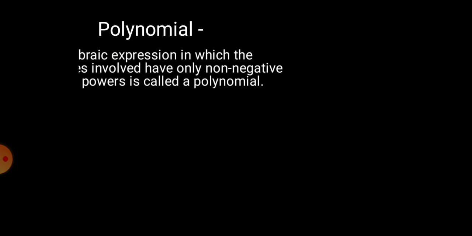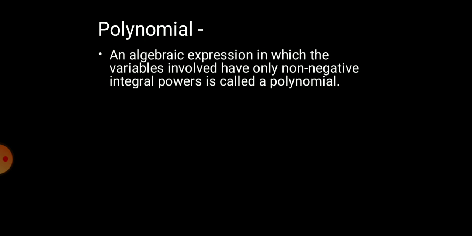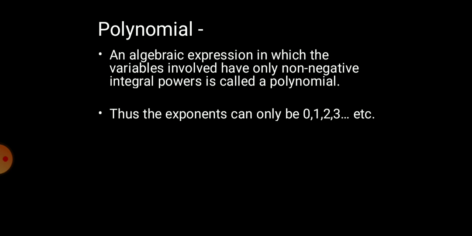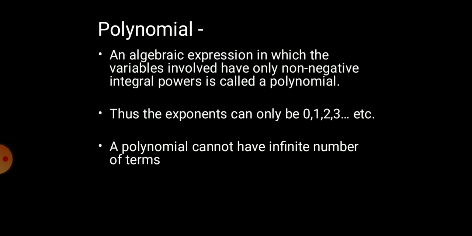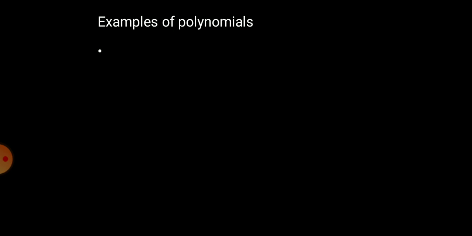Let us see the definition. An algebraic expression in which variables involved have only non-negative integral powers is called a polynomial. Integer means it can be 0 also, but it should be neither negative nor fraction, as in an integer there is no question of fractions. So, the exponents, that is the powers of the variables, can be 0, 1, 2, 3 and so on. And a polynomial cannot have an infinite number of terms. Always a polynomial will have a finite number of terms.